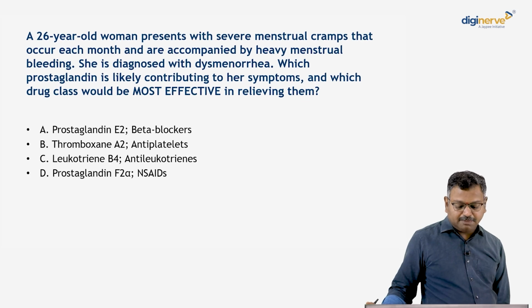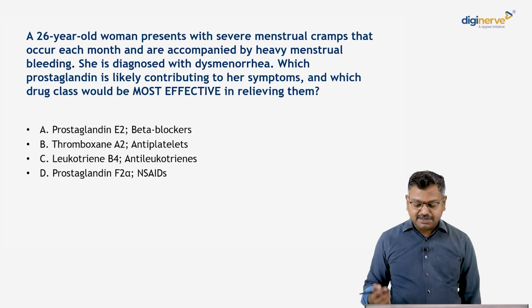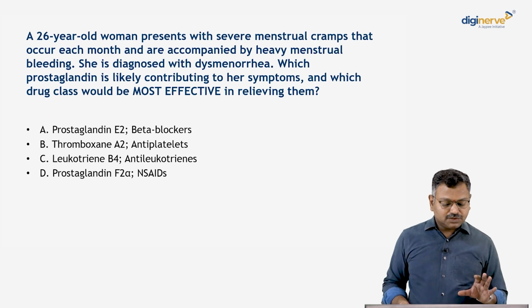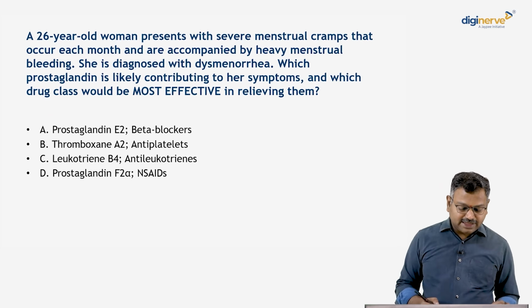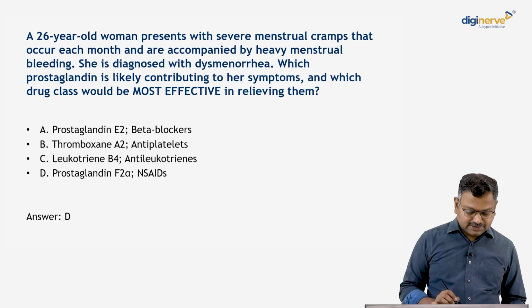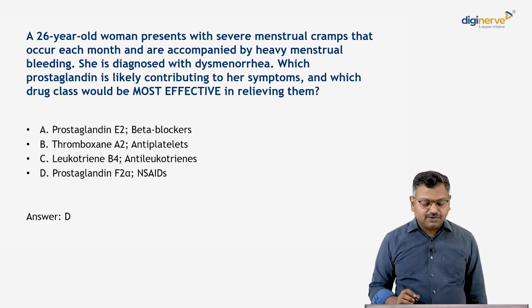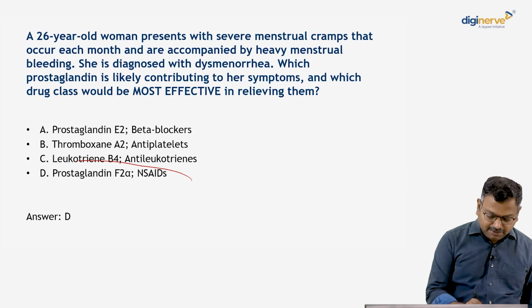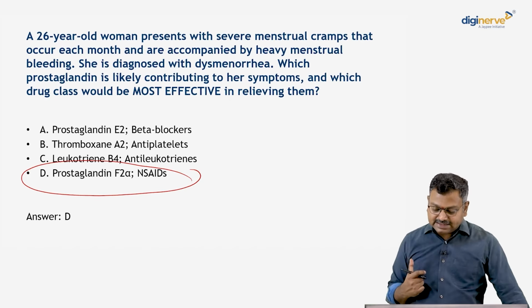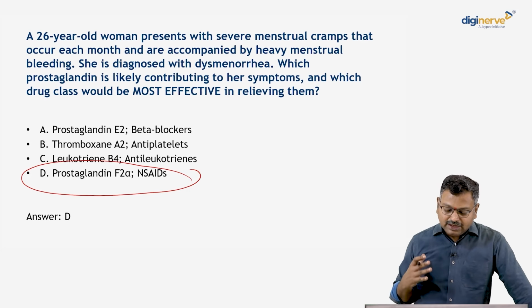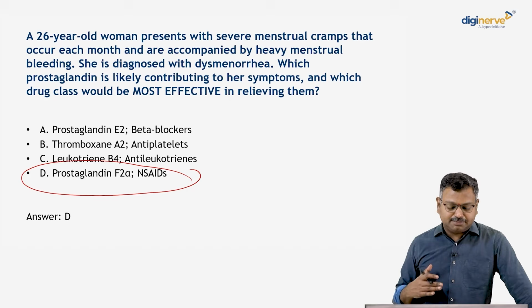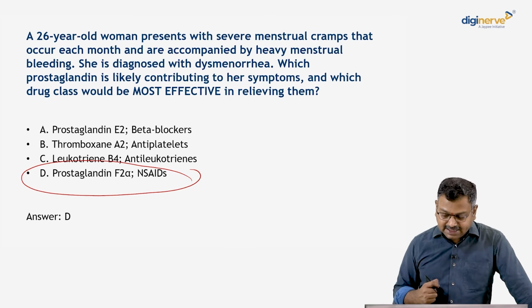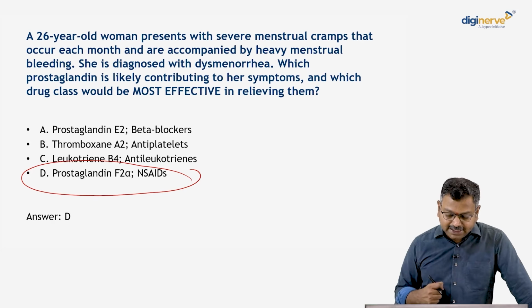So remember, painful menstruation, that is the dysmenorrhea that you are seeing here. The best drug that is useful for that is the NSAIDs. It is prostaglandin F2 alpha, and NSAIDs are the best drugs for relieving the pain. Prostaglandin F2 alpha produces severe uterine contractions, and that causes painful bleeding. So NSAIDs are the best drugs that we have to use in these patients.